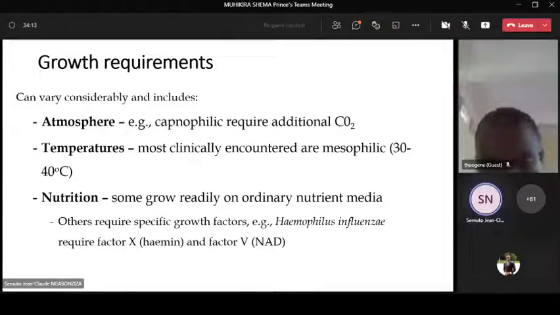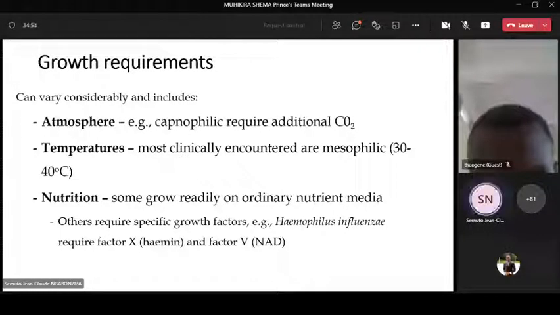Okay, so the temperature is mostly 34 degrees, that is mesophilic. In nutrition, some grow readily on ordinary nutrient media, as we said. Some others require specific nutrition, like Haemophilus influenzae. It never grows when it doesn't have factor 10 and factor 5. Factor 10 is hemin, and factor 5 is NAD. To grow this organism, you have to supply these two factors.